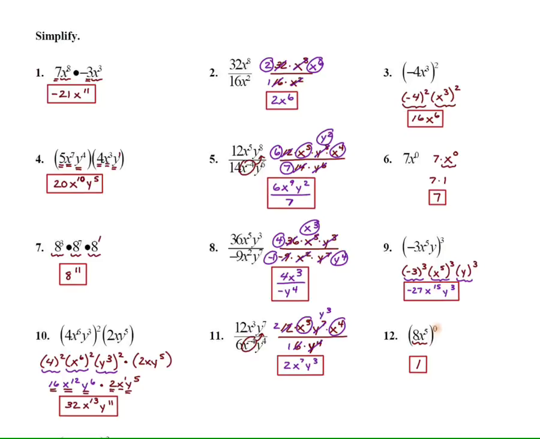If in number 6, 7x was all in a set of parentheses, then the answer would be 1, much like it is for number 12. So that's kind of the difference there on how to handle zero exponents.